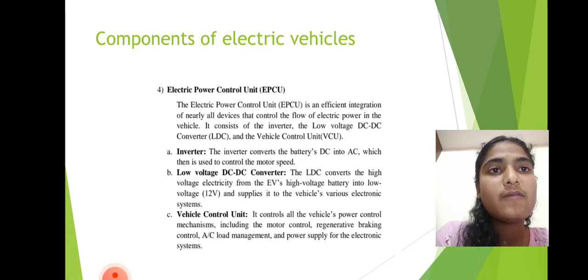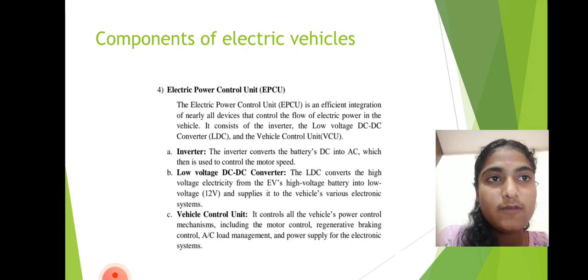Then comes the electric power control unit. The electric power control unit is an efficient integration of nearly all devices that control the flow of voltage. In that, the inverter converts the battery's DC into AC, which is then used to control the motor speed. Then comes the low voltage DC converter. The LDC converts the high voltage electricity from the electric vehicle's high voltage battery into low voltage for the systems. Vehicle control unit: it controls all the vehicle's power control mechanisms for the electronic system.